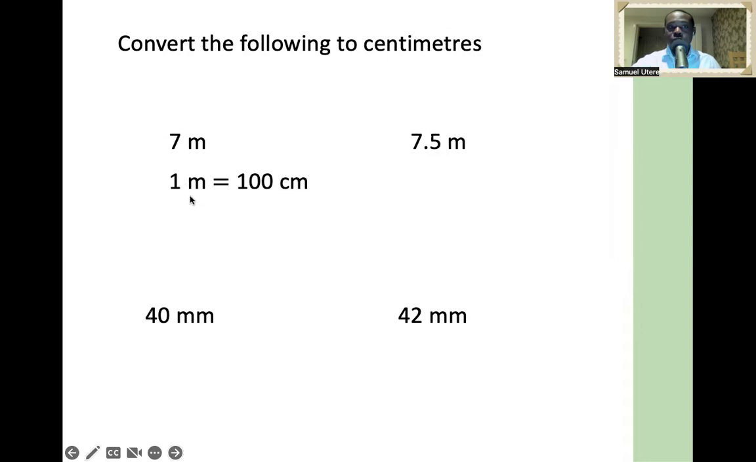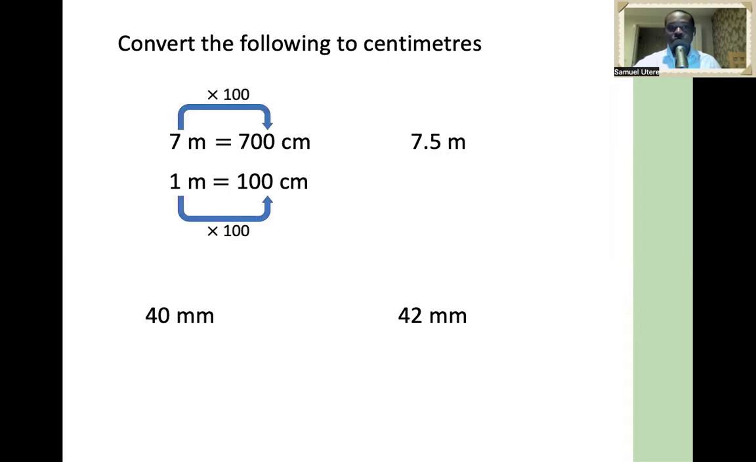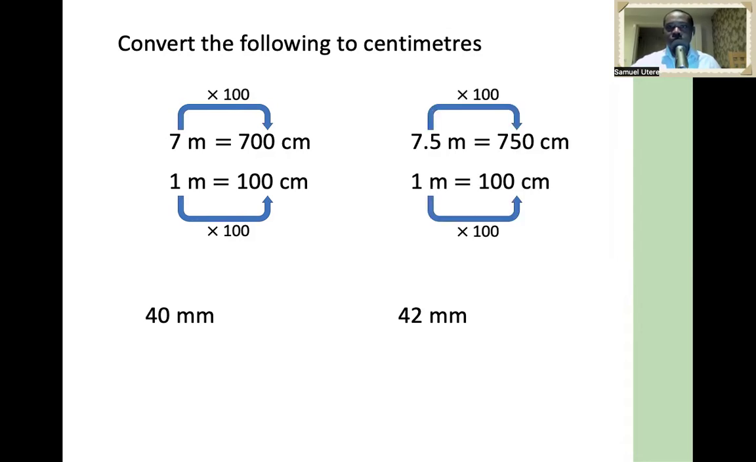For you to get from 1 to 100, you have to multiply by 100. So we'll do the same to the meters, and that gives us 700. We'll do the same with this one. Okay, that gives us 750. If you do not know how we did this, again, I would encourage you to go and watch our previous videos about multiplication and division with powers of 10.